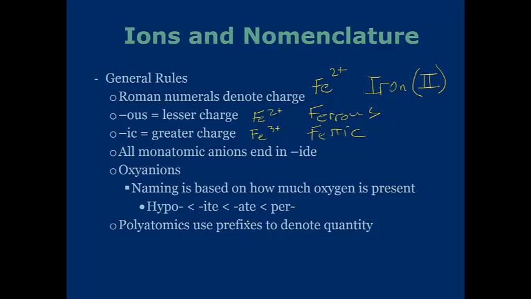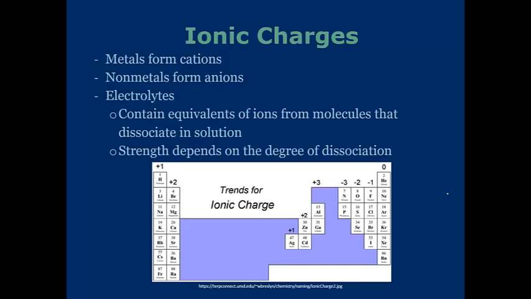Any monatomic anion is going to be listed with the "-ide" suffix, so hydride, fluoride, oxide, etc. Oxyanions are based on how much oxygen is present. Now, when we're talking about polyatomics, you have to use the prefixes to denote the quantity as well. So, for example, mono, di, tri, etc. Ionic charges follow largely familial trends, and those are ones that you're going to be seeing on the MCAT by and large.